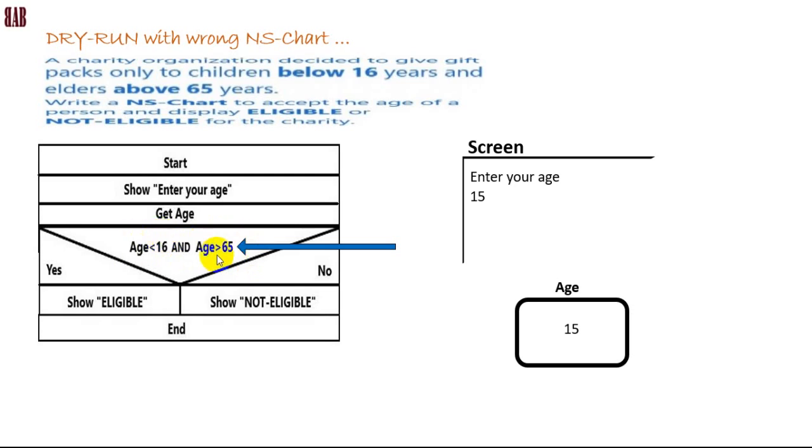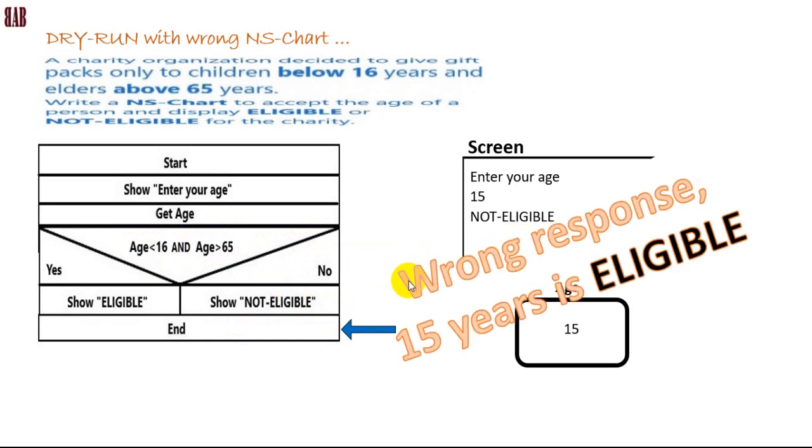So because this evaluates to a false, it will go to the no side. And in the no side, when you go to the next line, it's going to display not eligible. So this is basically a wrong response. Actually, according to our requirement, this should say eligible.